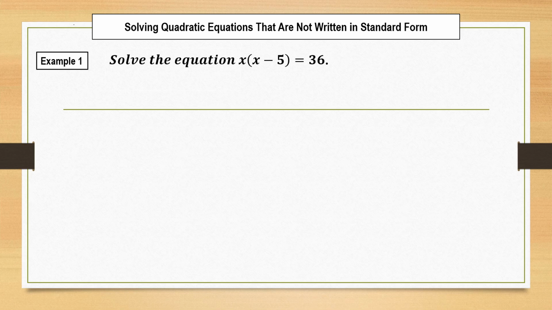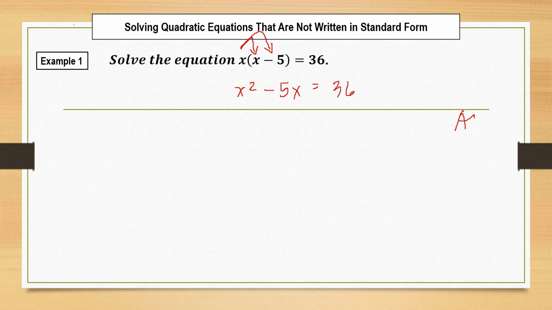So the given equation is a quadratic equation that is not written in standard form. So in order for us to solve it, we must first express it in standard form. So using distributive property, we have x squared minus 5x is equal to 36.